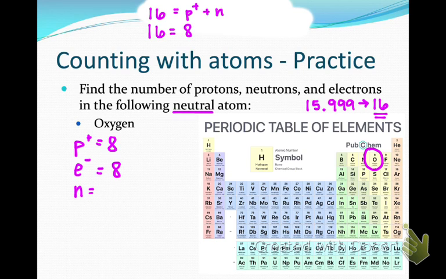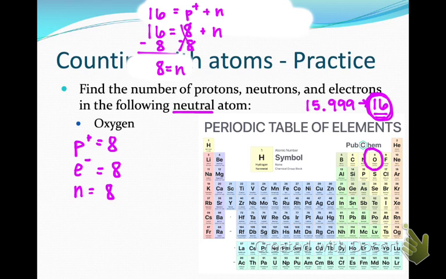16 is equal to 8 protons plus how many neutrons? Right? All I need to do is subtract out the number of protons from my atomic mass, and that would give me my number of neutrons. So that means neutrons has to be 8 as well. I took my atomic mass, 16, and I subtracted out my number of protons, which was 8, leaving me with 8 neutrons.